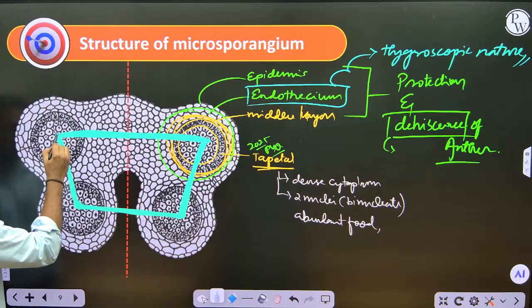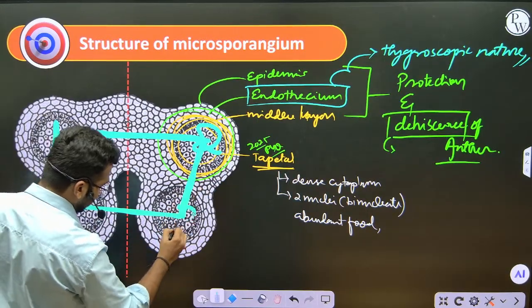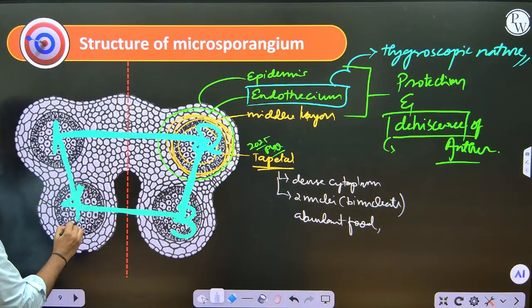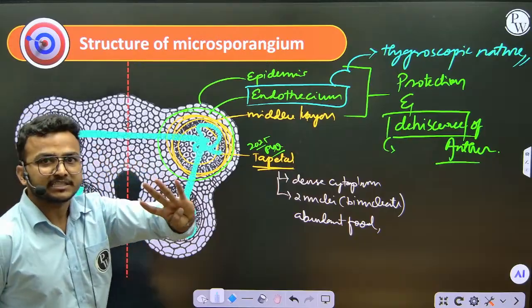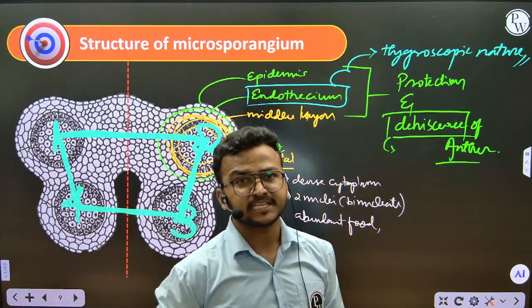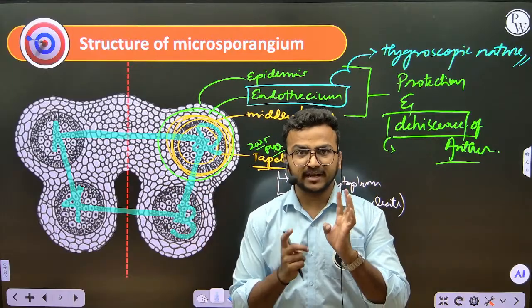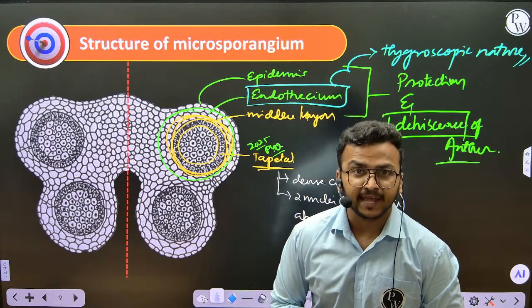And 4 sporangia are there. This is the first sporangium, this is the second, this is the third, and this is the fourth. So together 1, 2, 3, 4. 4 sporangia means tetrasporangiate. The TS of anther will be tetrasporangiate. And how does the microsporangium look?